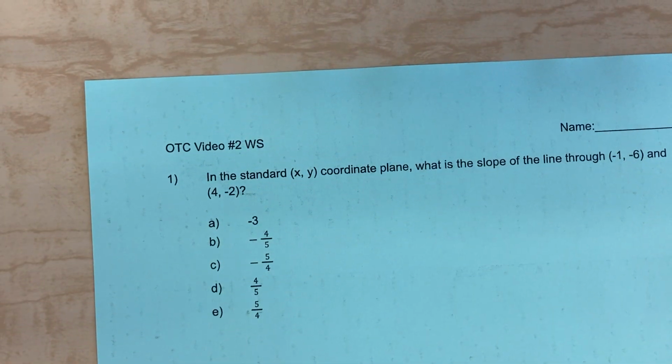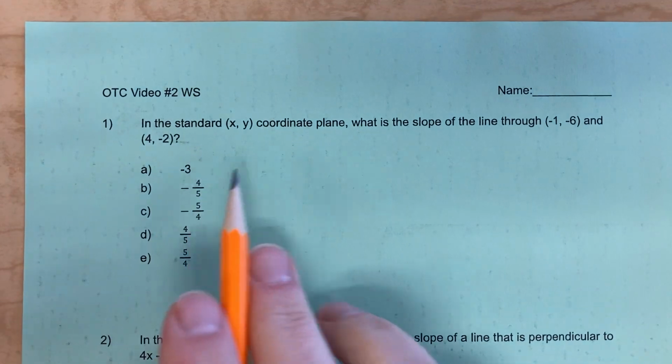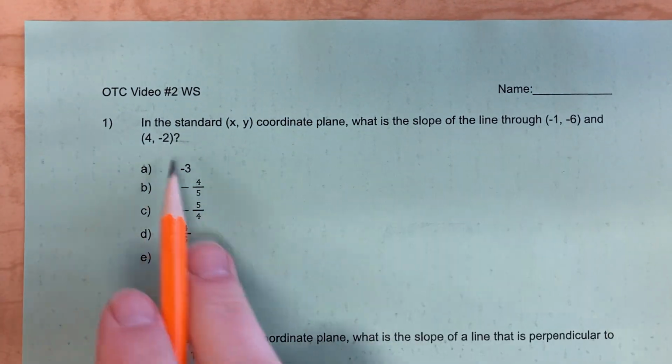All right, these are the answers to our videos so that we don't have to watch their bad videos. The first one says, what is the slope of the line that goes through here and here?